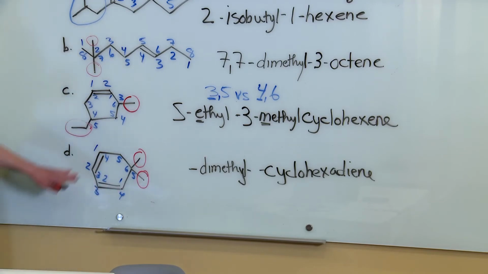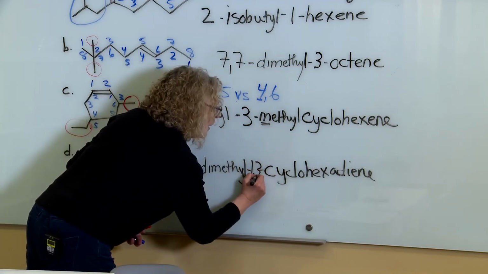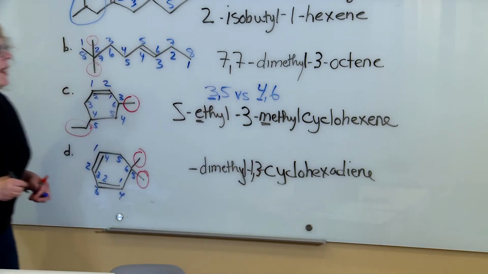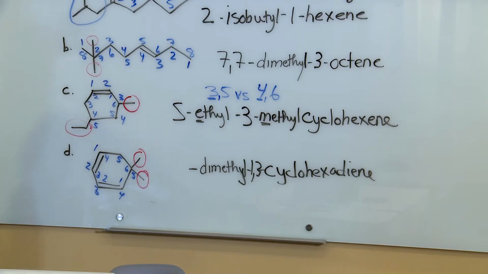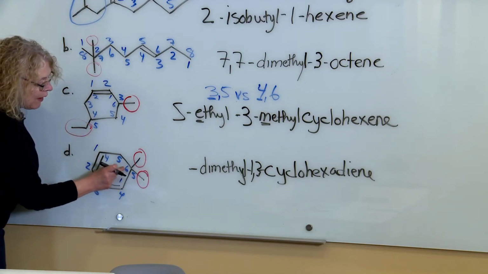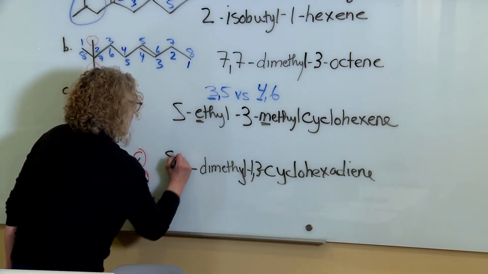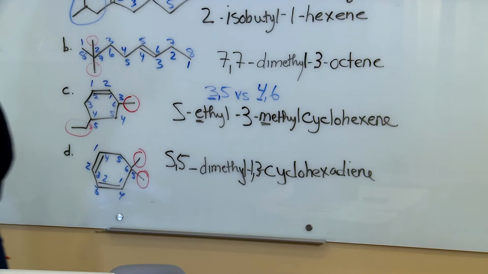And no matter which direction you go, you're going to get a 1,3-cyclohexadiene. But the question is then, where are the methyls, the two methyls? We can choose 5 or 6, and of course we'd like the lowest number. So this is a 5,5-dimethyl 1,3-cyclohexadiene.